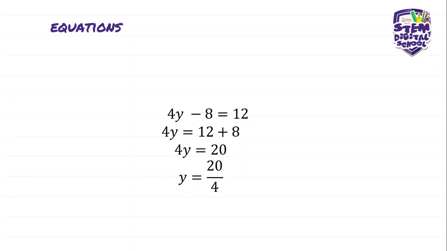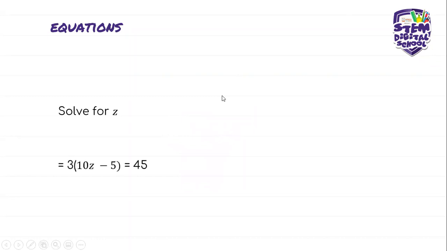Right. We are now going to carry on and look at an equation of this nature where you have to solve now for z. Remember that x is just the popular one, but you can also solve for different variables. In our case today, we have 3 open bracket, 10z minus 5, which is equal to 45.